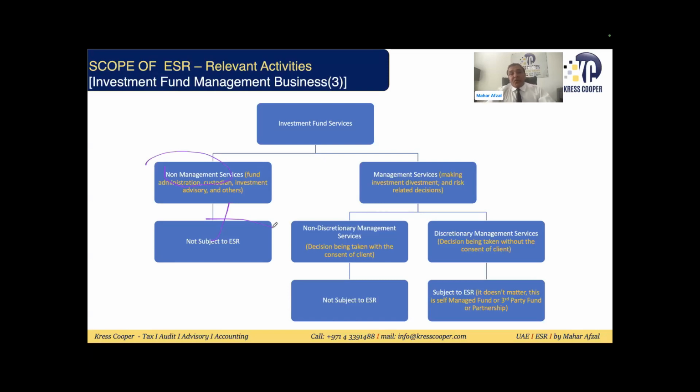Investment fund management services: here the managers are making investment risk-related decisions. There is a possibility they are providing non-discretionary investment management. If the fund manager is providing non-discretionary investment management services, then it will not be subject to ESR. And if the fund manager is taking decisions without the consent of the client, meaning the fund manager is providing discretionary management services, then such services will be subject to ESR.